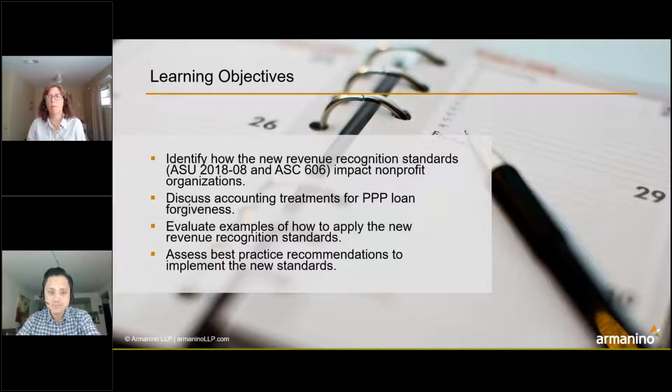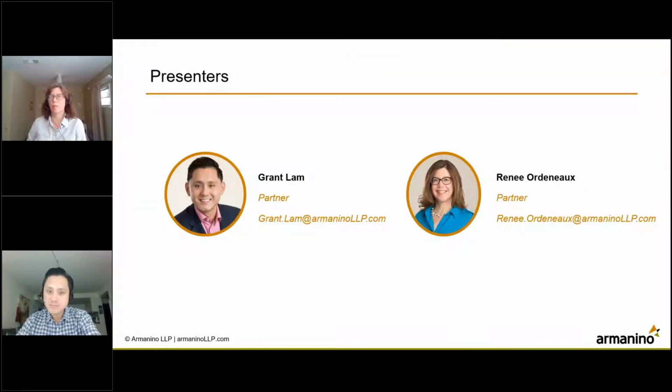Today's learning objectives are to identify how the new RevRec standards impact nonprofit organizations, discuss accounting treatments for PPP loan forgiveness, evaluate examples of how to apply the new RevRec standards, and assess best practice recommendations to implement the new standards. And with that, I'm going to kick it off to our presenters.